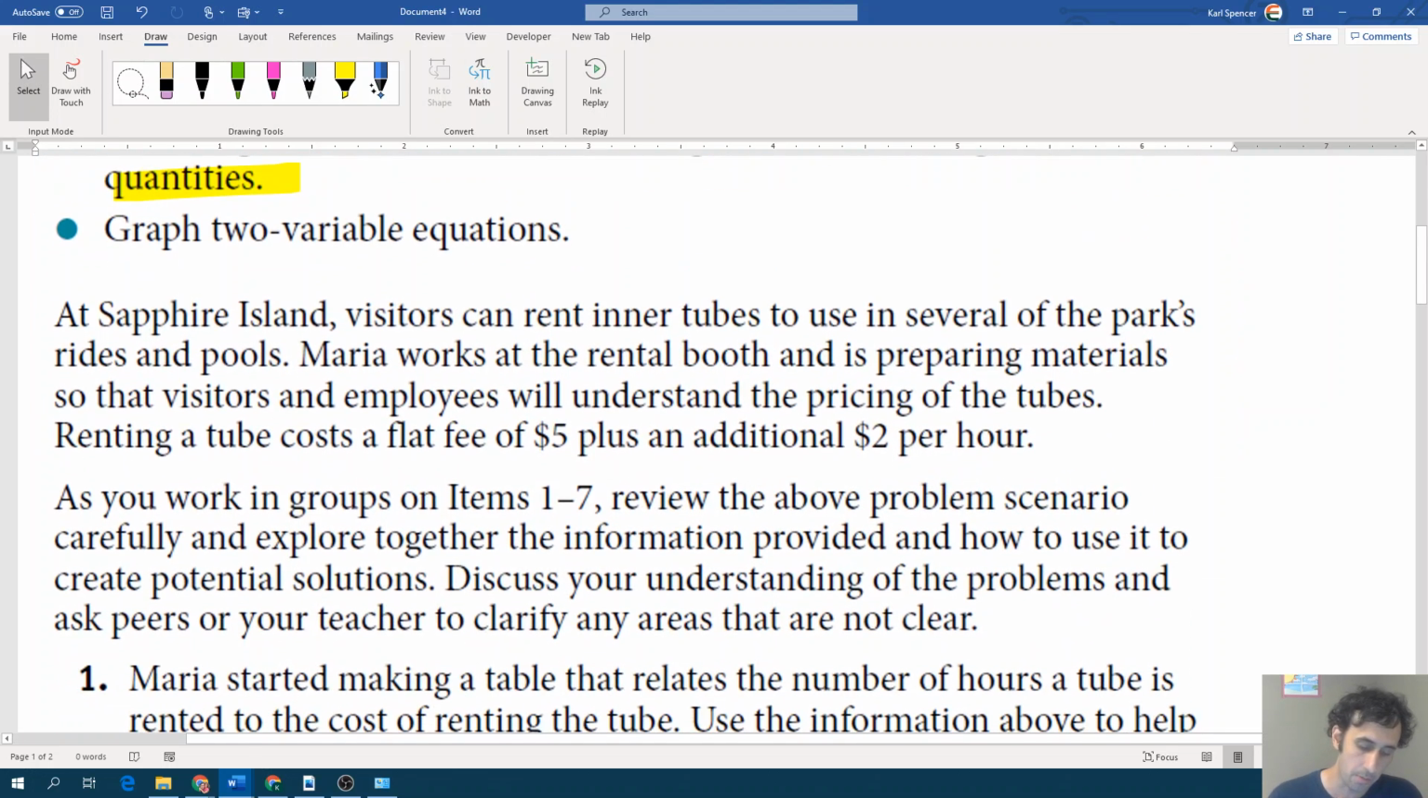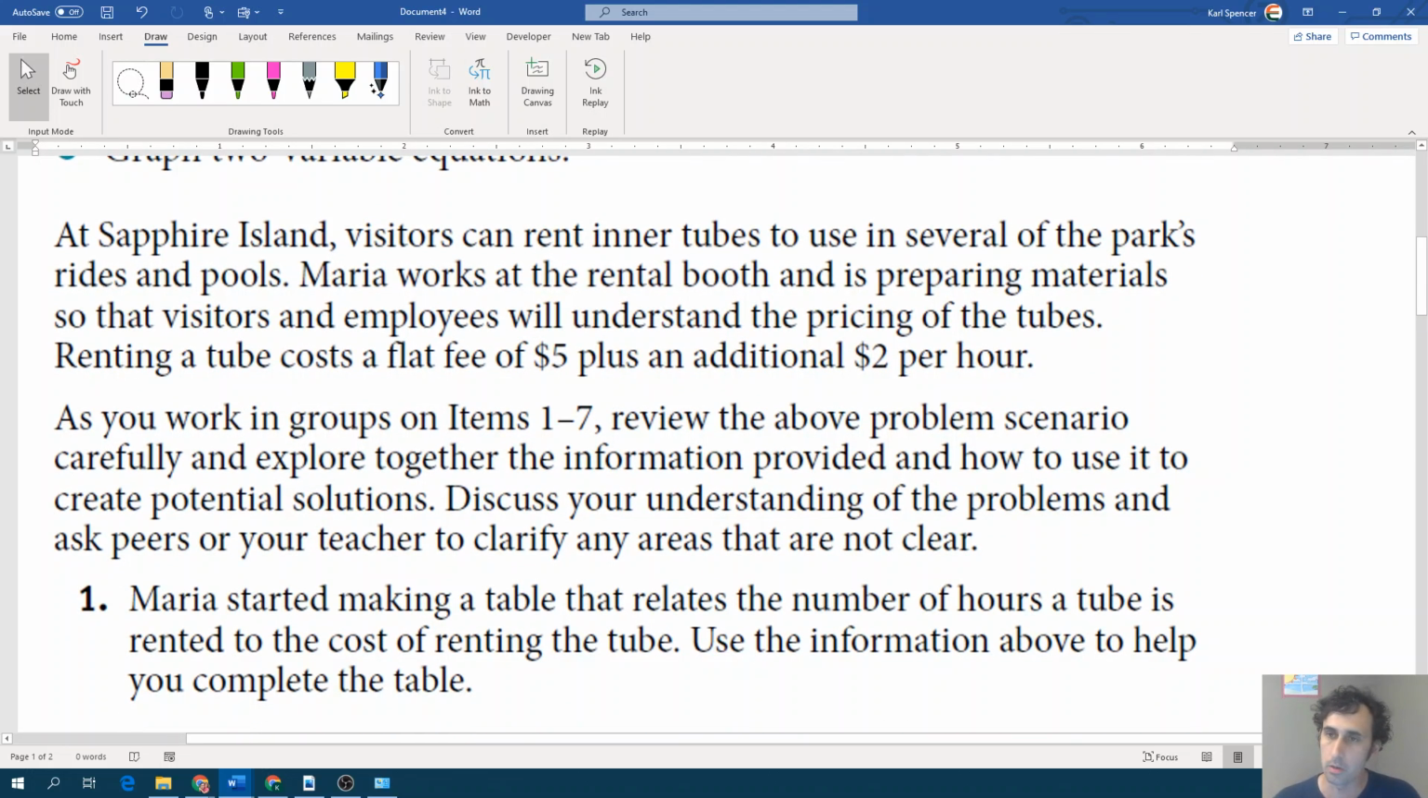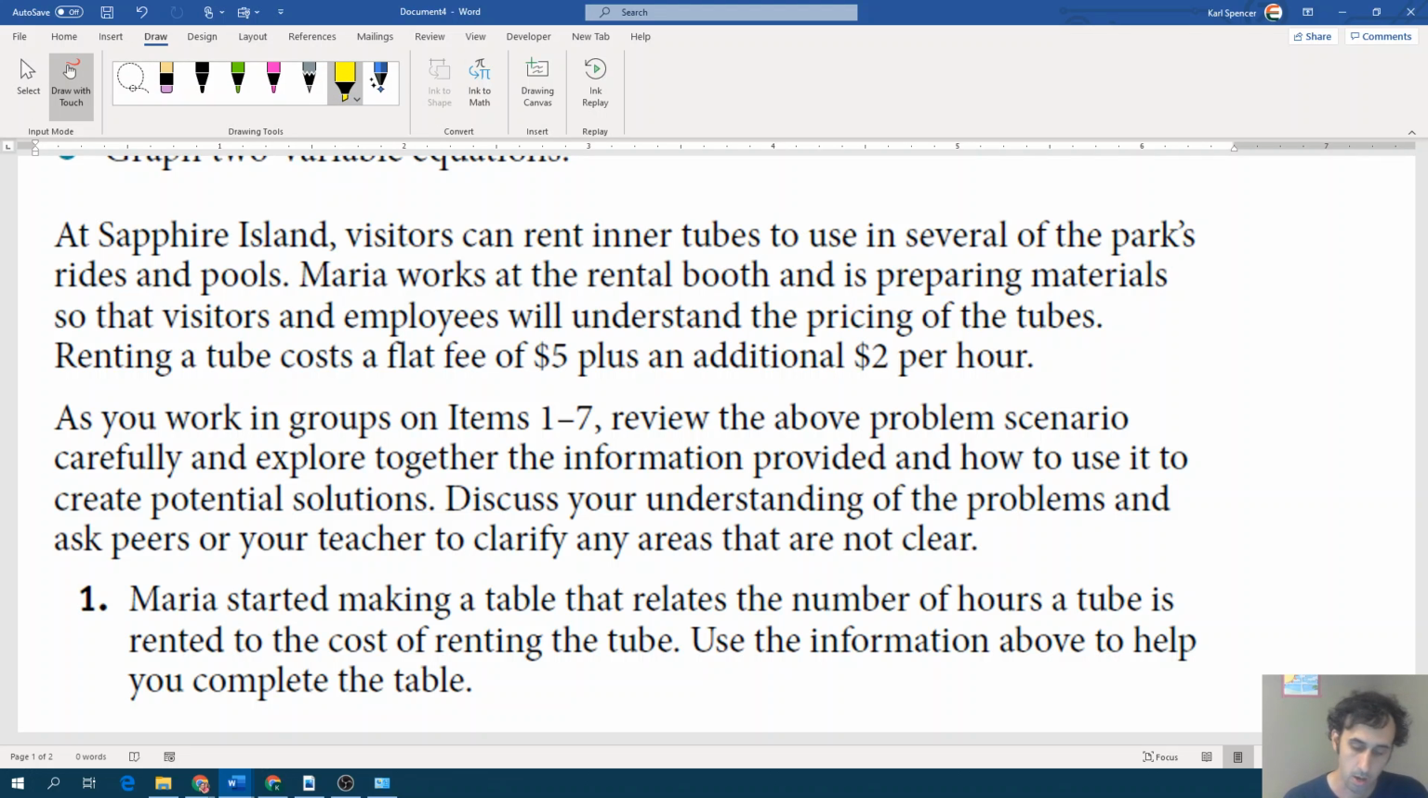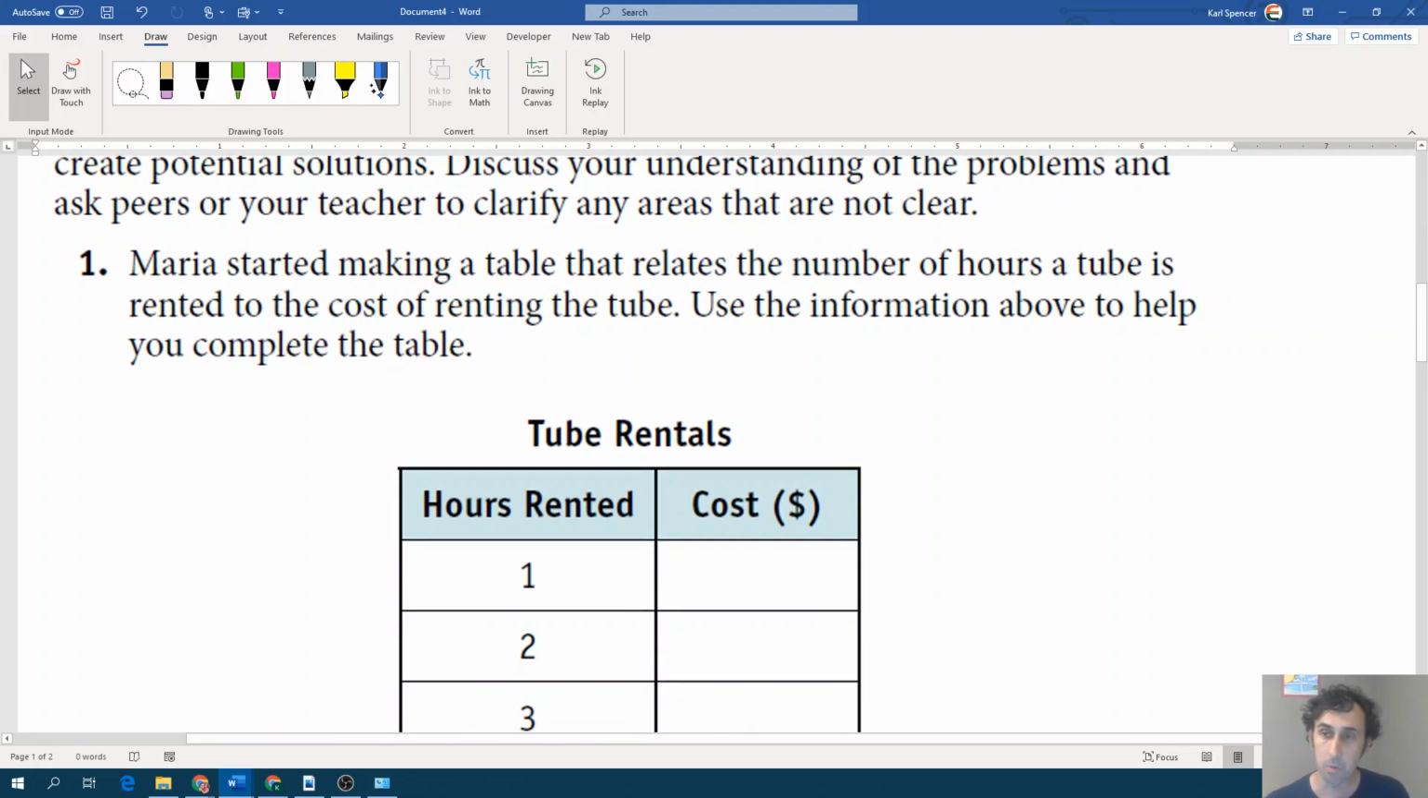So moving on to our problem, we will be returning back to, like in section 1, our water park. This time specifically, we'll be looking at the renting of inner tubes. So if you want to at this point, you could pause and read all this information here. But the big thing we have is the renting tube cost is a flat fee of $5 plus $2 per additional hour of rental. So that's going to be the information we're going to use throughout the next few problems in this series. So we start with, we're going to make a table of values for how much it's going to cost if we rent the tube.